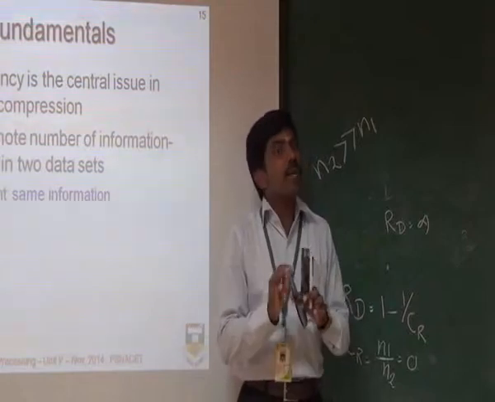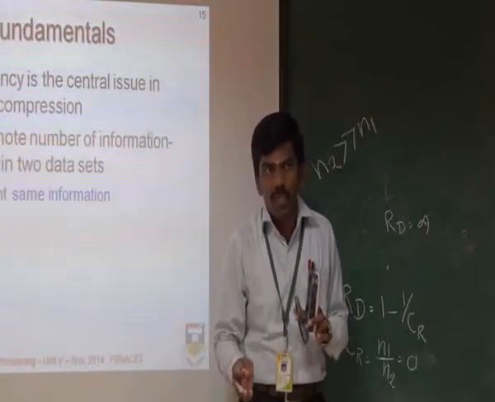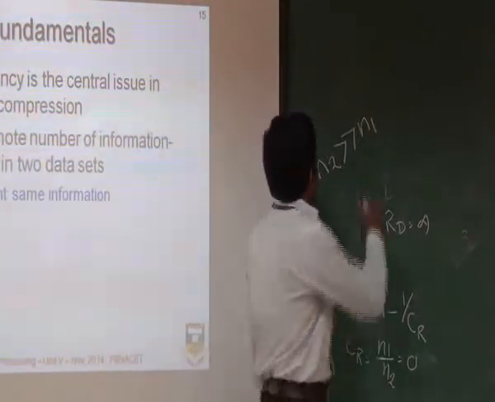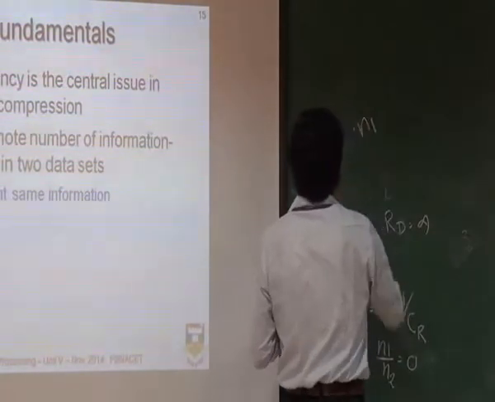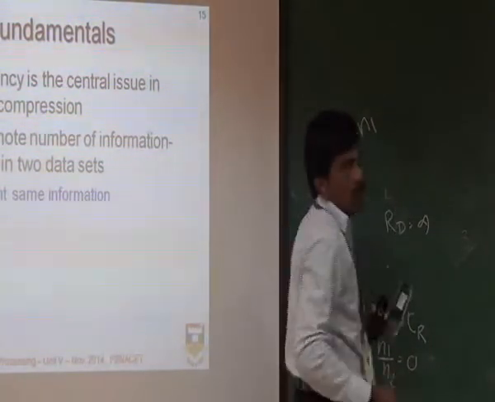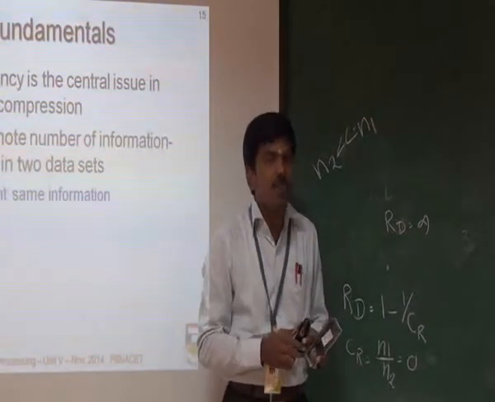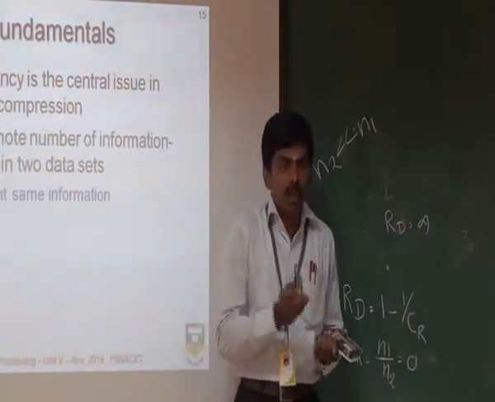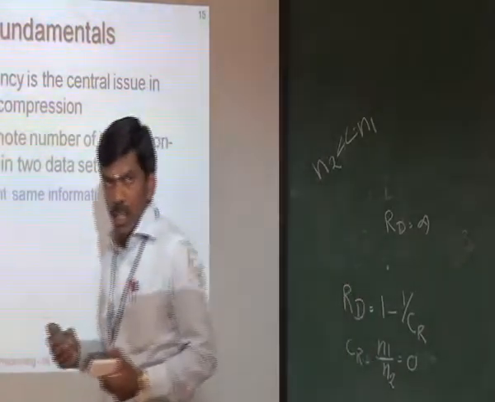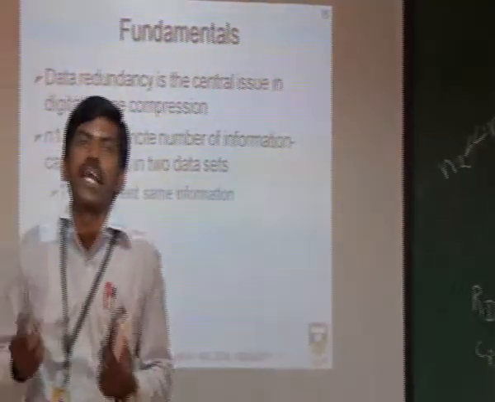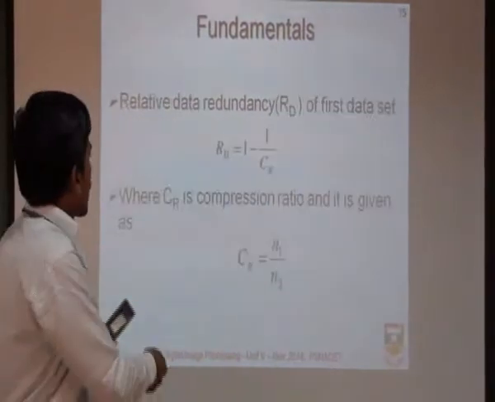So there is some repetition between N1 and N2. Similarly, case 3 is the reverse: N1 is greater than N2. In both cases there is some repetition between N1 and N2. So this formula we can use to check any redundancy in a data set. Now we can move on.